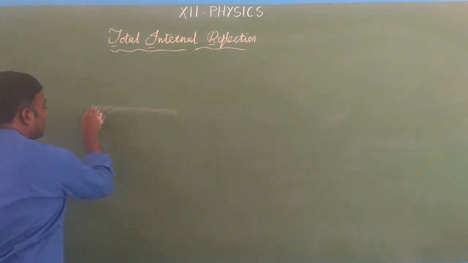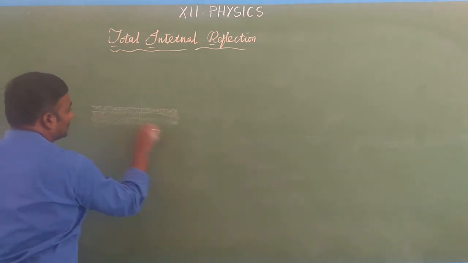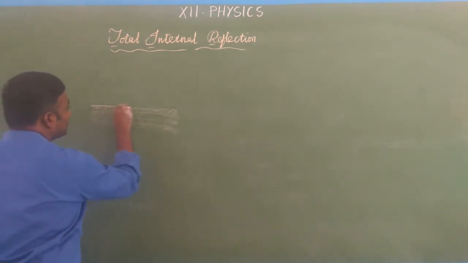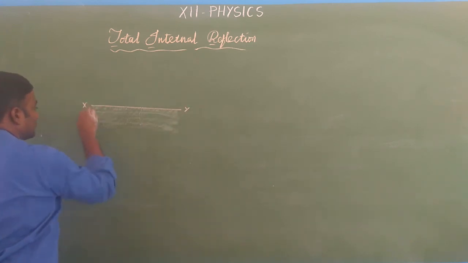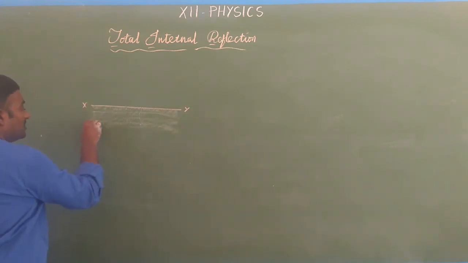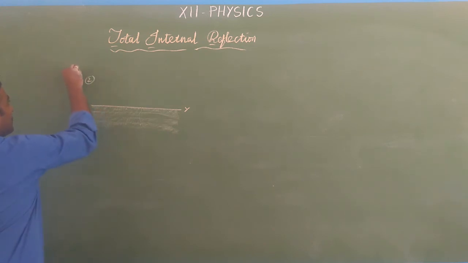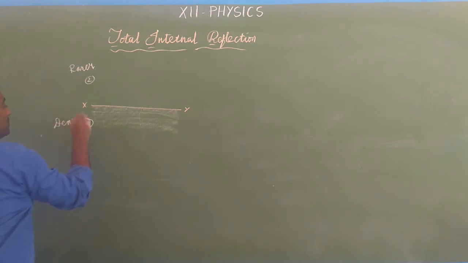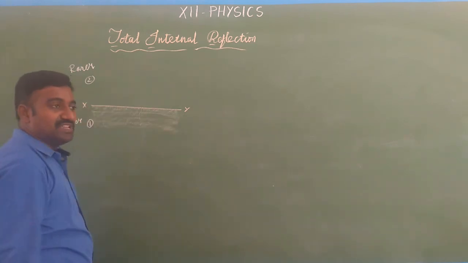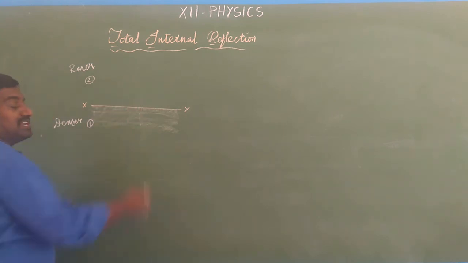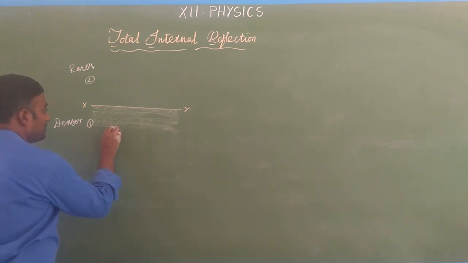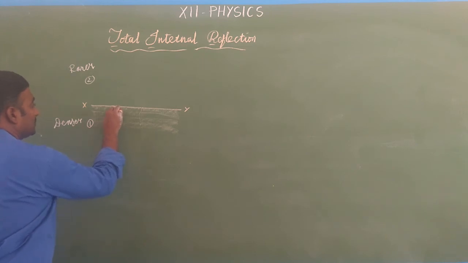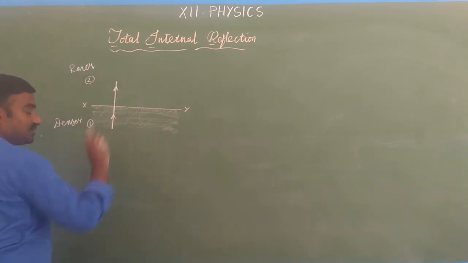One is the optically denser medium. This is optically denser medium. This is the separation of medium XY. So the medium 1 is optically denser, medium 2 is optically rarer. So we have two different media, and the XY is the interface, which only separates both the media, that is denser from rarer. Let us consider light must travel from denser to rarer medium. This is normal, so it goes straight.